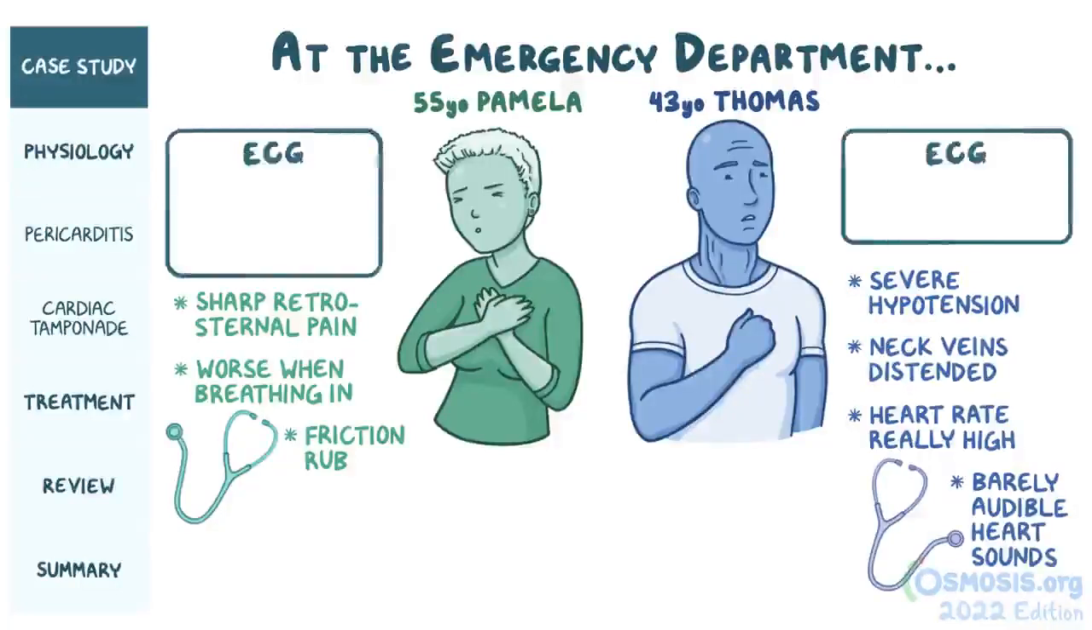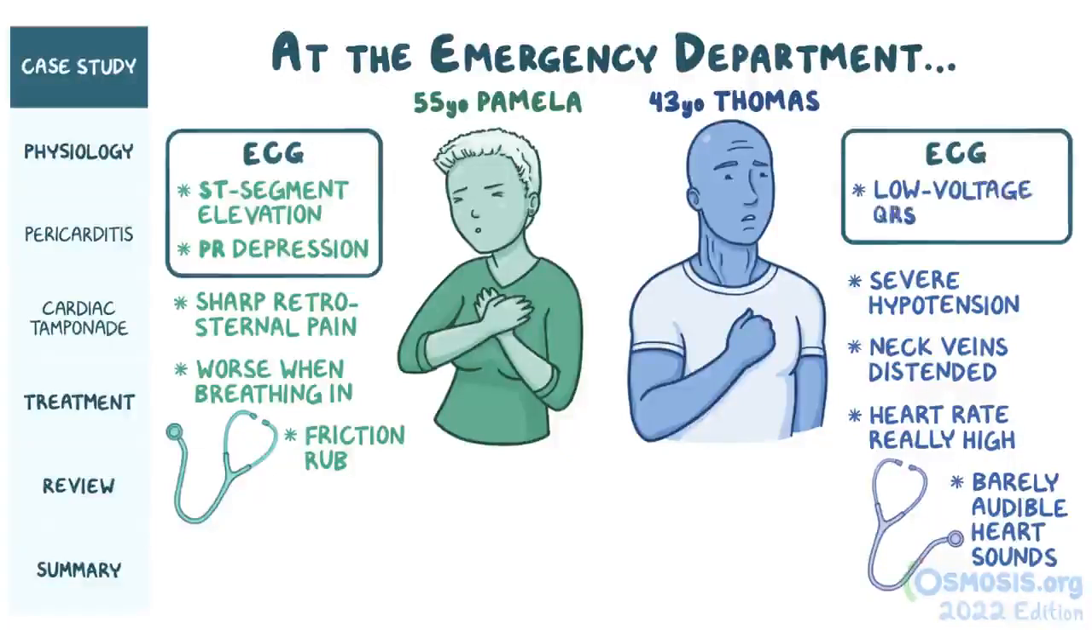An ECG was ordered for both individuals. Pamela had ST segment elevation in several leads and also PR depression, while Thomas has low voltage QRS complexes. Okay, based on what we know about the individuals, we can assume that both suffer from pericardial disease.